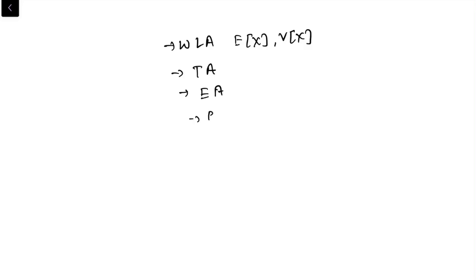In the previous videos, we discussed whole life assurance, its expectation and variance. Similarly, we discussed term assurance, endowment assurance, and pure endowment assurance. We covered expectation and variance of all of these. Now, in this lesson, our focus is on deferred assurance.